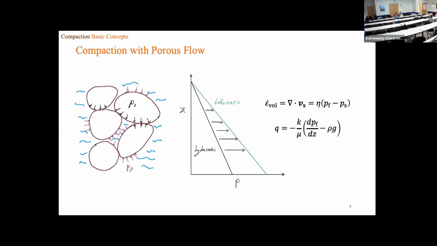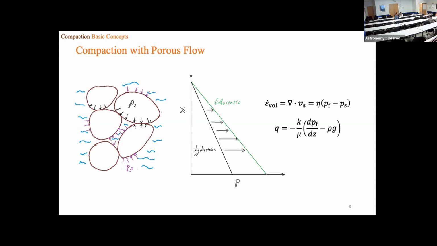So let me first explain some basic concepts. This cartoon shows the two-phase flow that we are interested in. In this two-phase flow, different from hot pressing, the strain rate is driven not only by the solid or isostatic pressure, but by the difference between fluid pressure and solid pressure. We call it overpressure. And on the other side, the porous flow, the fluid flow, is governed by Darcy's law.